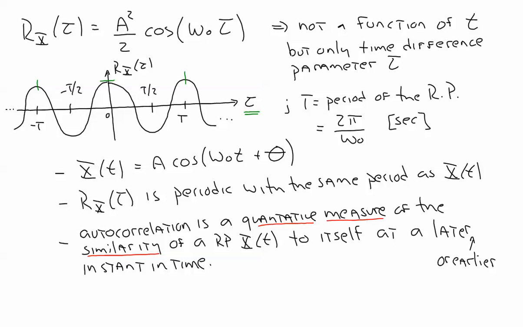A half a period into the future or a half a period into the past, I'm exactly dissimilar. Right? I'm 180 degrees out of phase. I'm exactly dissimilar. If I go forward 3 periods, 4 periods, go back in time 3 periods, 4 periods, I am exactly similar to my shifted self. All right, does that make sense? All right. Autocorrelation is a quantitative measure of the similarity of a random process to itself at a later or earlier time. Very important concept.